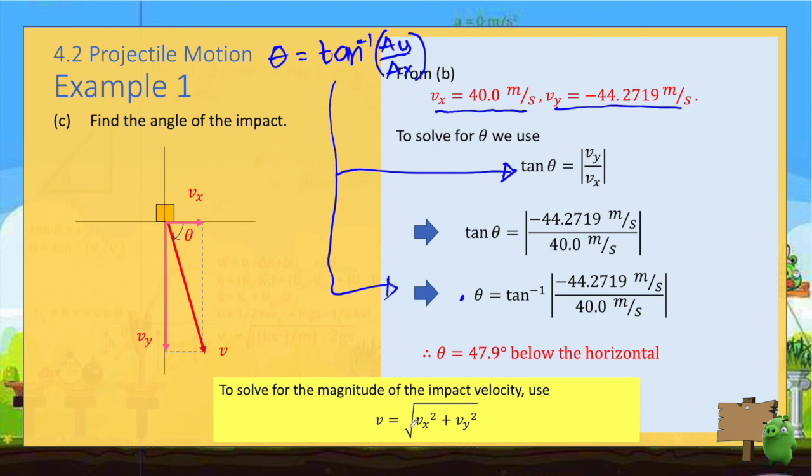Now again, if you want to get the resultant, the magnitude, you can use this formula as the resultant vector. And that's it.